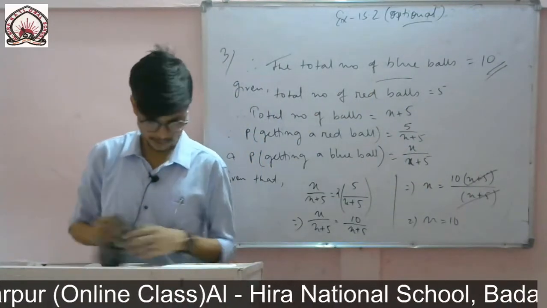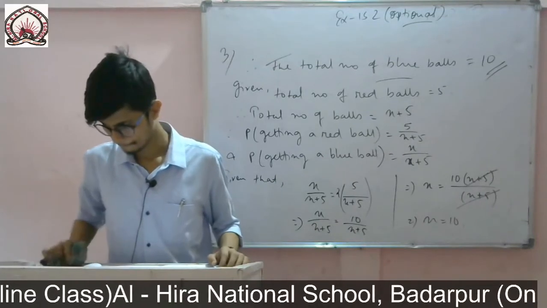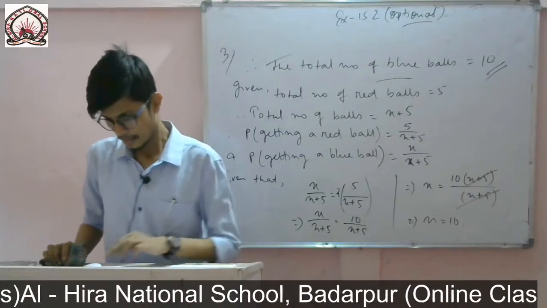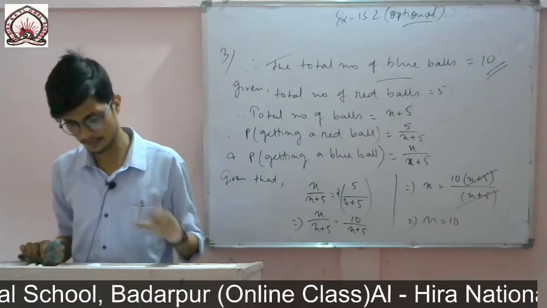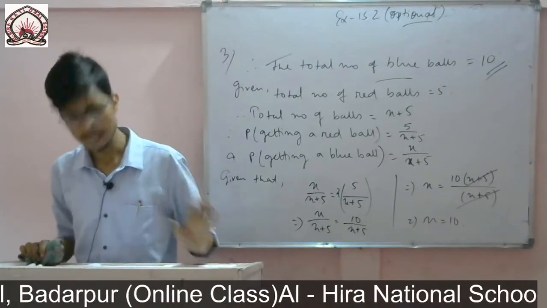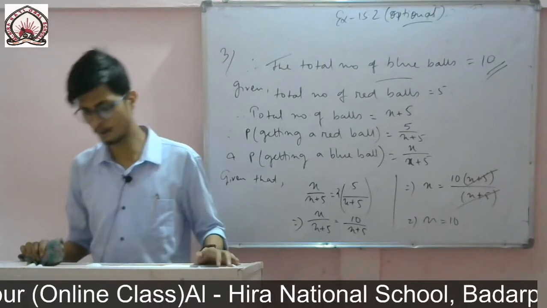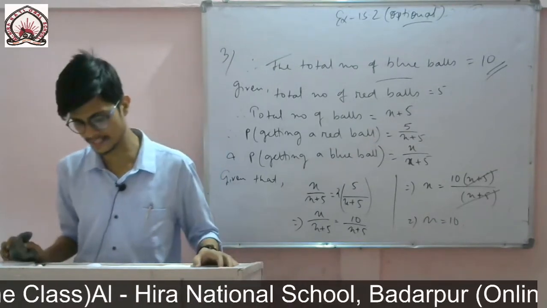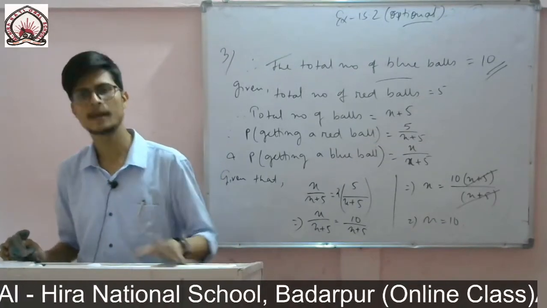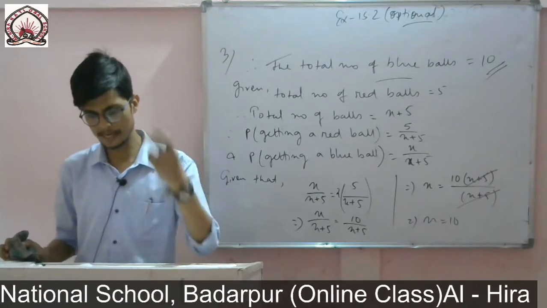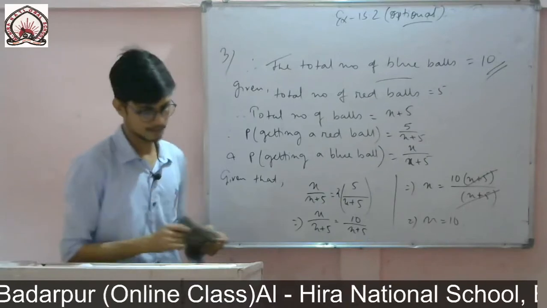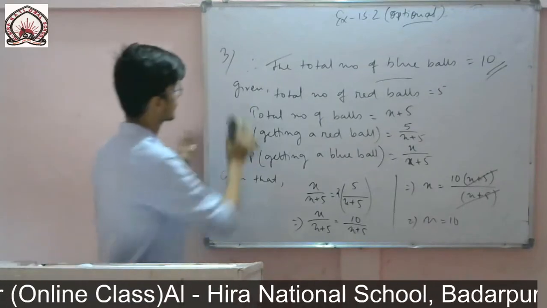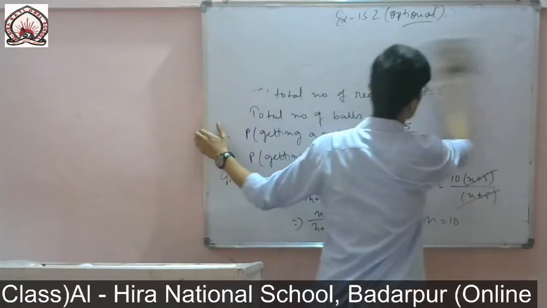Okay, now question number 4. A box contains 12 balls out of which x are black. If one ball is drawn at random from the box, what is the probability that it will be a black ball? So if I randomly pick a ball, what is the probability that it will be a black one? First of all, I will do the first part. There are two questions in the same problem.